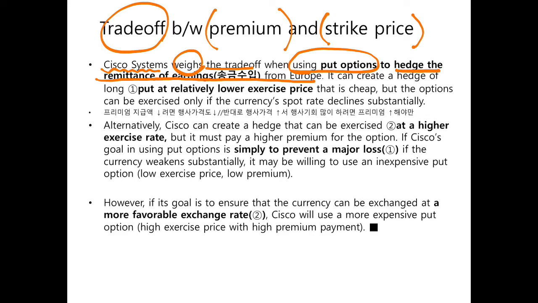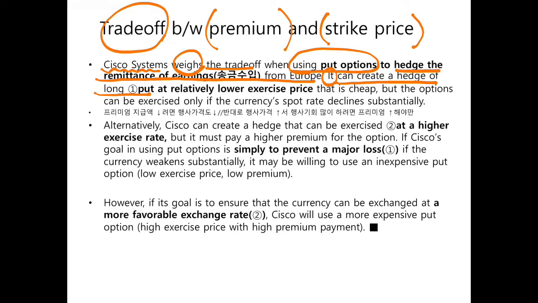To hedge the remittance of earnings from Europe. It might be his subsidiary in Europe. They make the earnings in euro and remit them to the main parent company, right? And the parent company, concerned about depreciation of the euro, decides to consider purchasing a put option, right? So here, the parent company can create a hedge of a long put.